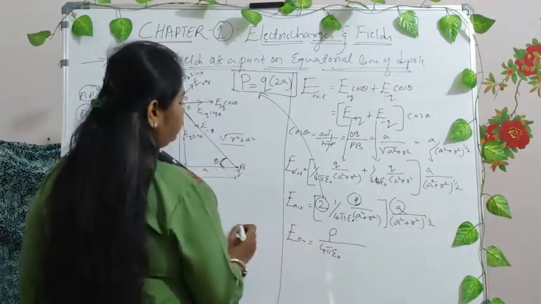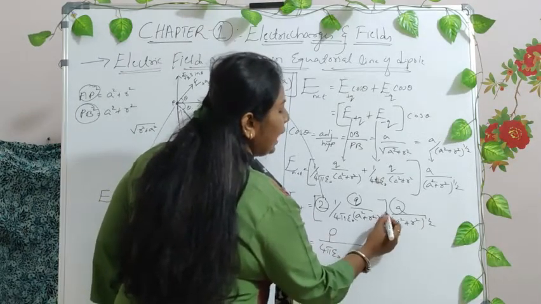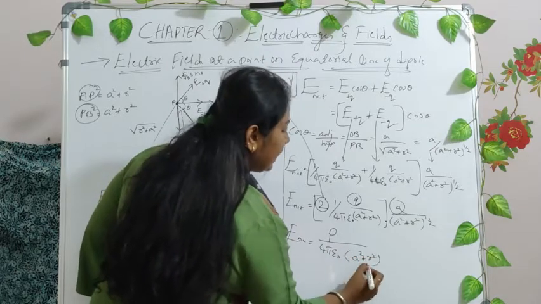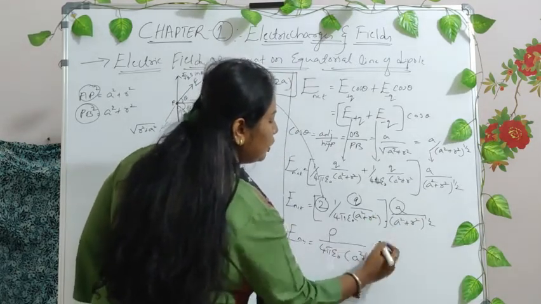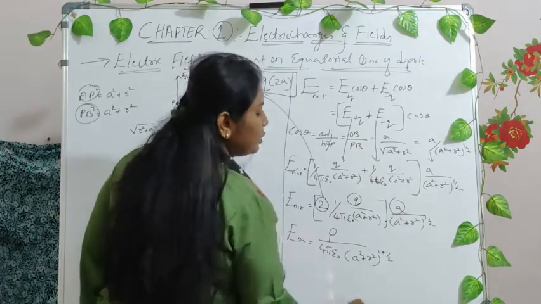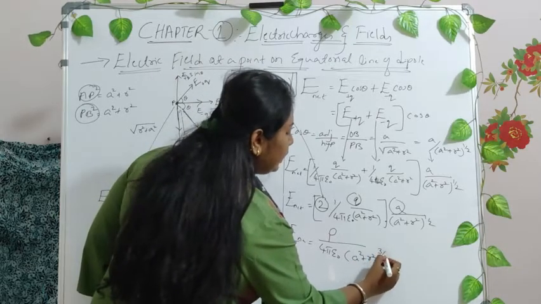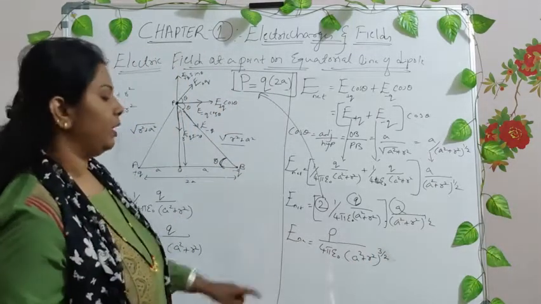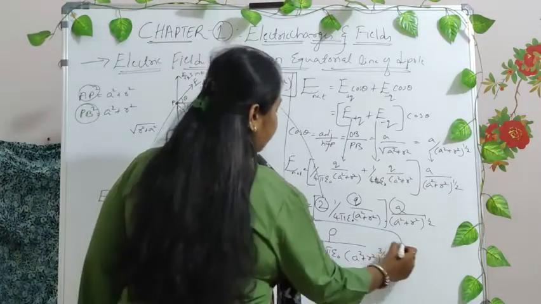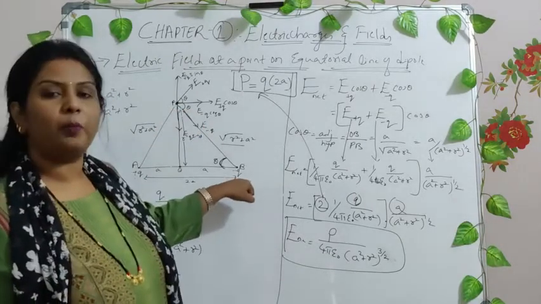When you have terms like these, what you do is add up the powers. So A square plus R square stays as it is for both. For this one it was 1, plus for this it was 1 by 2. Taking the LCM, it becomes 3 by 2. So this is the electric field at this particular point P due to the electric dipole.